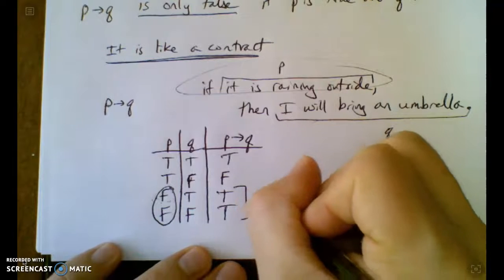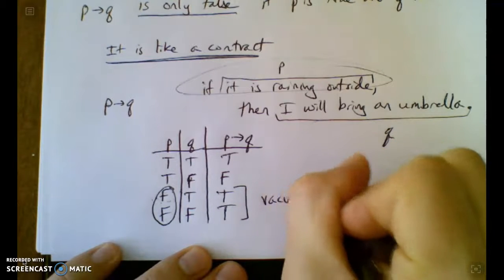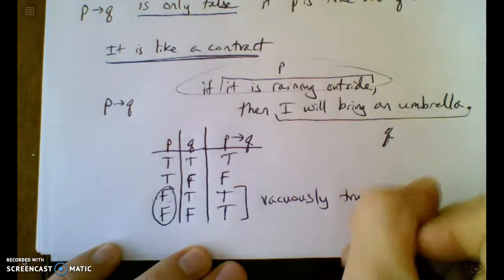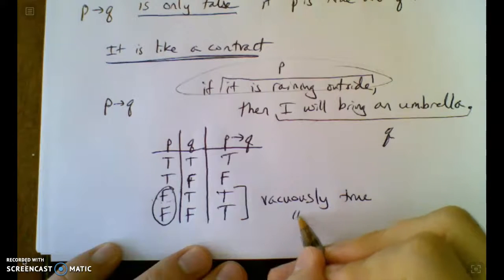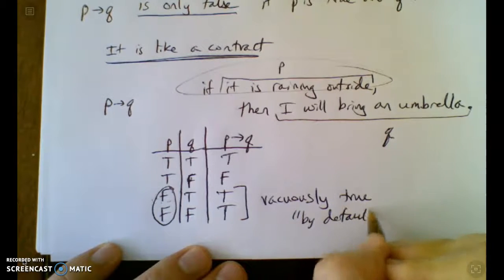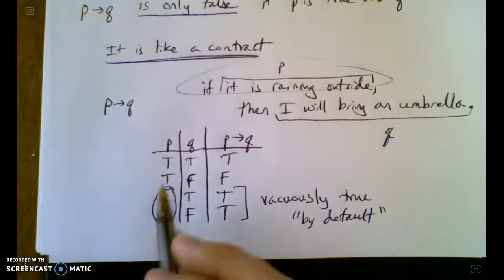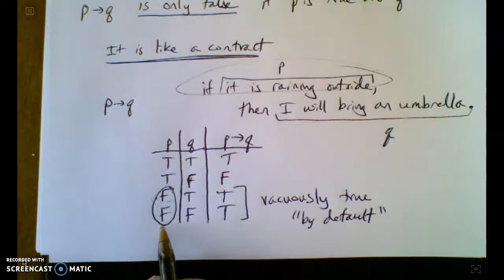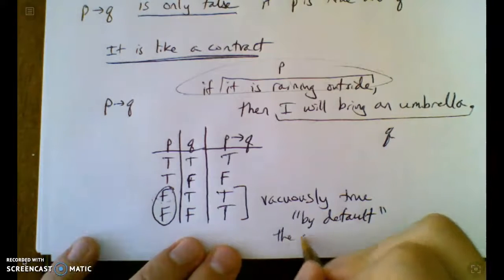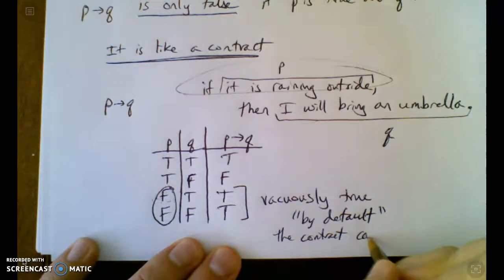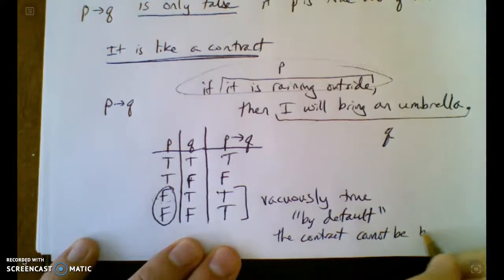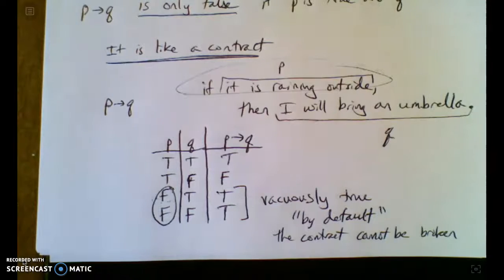These two are actually called vacuously true because they're true by default, because there's no contract to be broken. If the first part is not started, then they don't have to follow through with the contract. The contract cannot be broken. All right, so that's kind of just the idea of it, and then we'll get into some other weirder stuff.